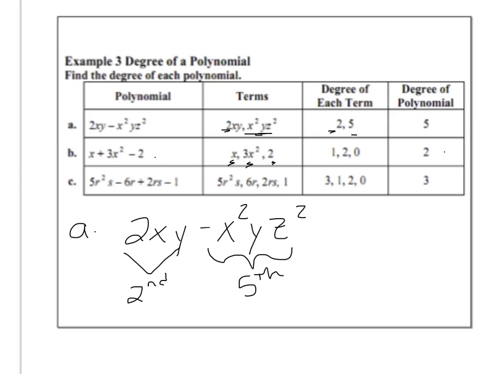Last one. We separate out each. We're going to look for the degree of each. Okay, highest one is 3.